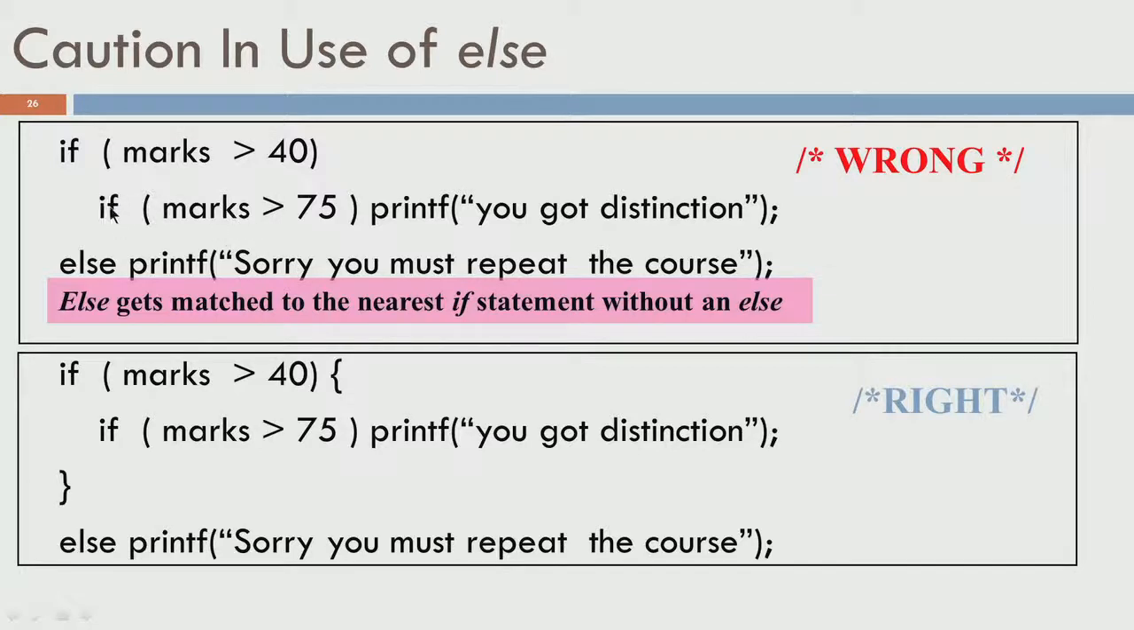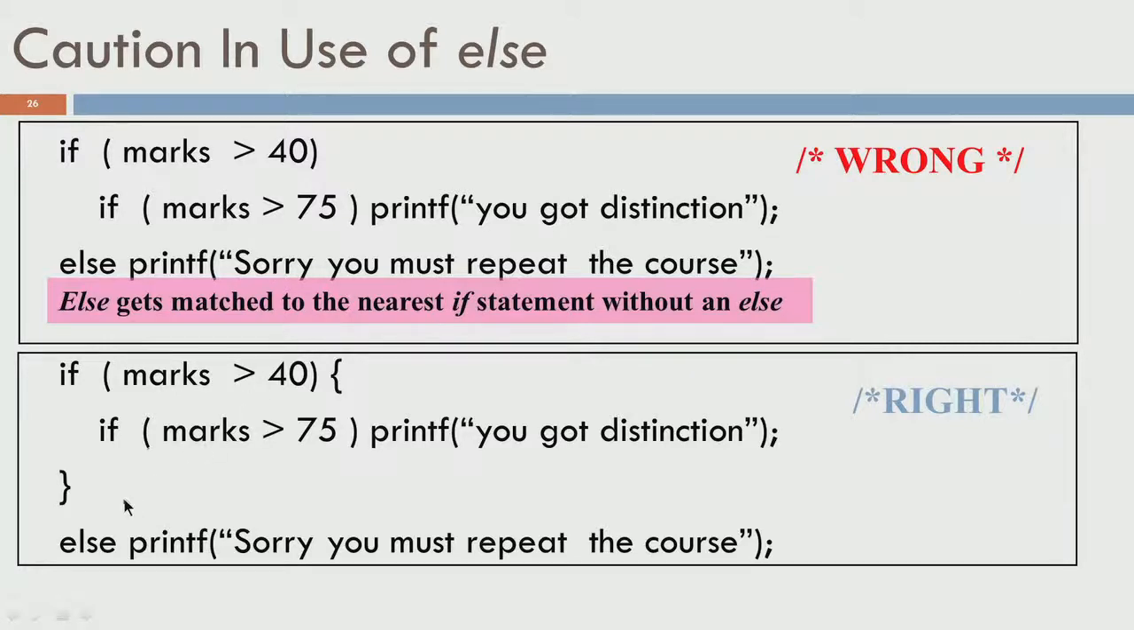So, if you start with this if statement, there is an expression here, marks greater than 75, printf you got distinction. If marks is less than 75, even if it is greater than 40, what happens is this else clause attaches itself with this if clause and not with this if clause. So, else always attaches itself to the nearest if statement without the else clause. Because of that, let us say my mark was actually 65, it is not greater than 75. So, I do not get distinction, however, I will be asked to repeat the course, which is not what we intended.